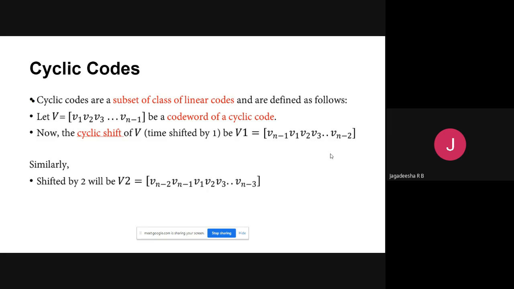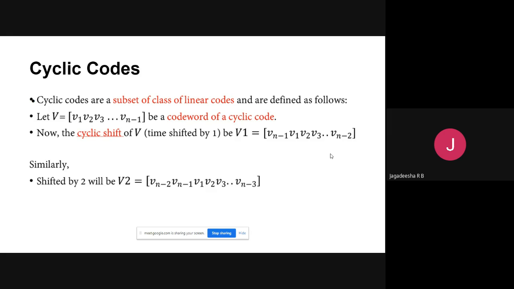So V1, V2, V3, Vn minus 1, what are they? They are different bits, maybe zeros or ones. In general, I have mentioned it as V1, V2, V3 up to Vn minus 1. And this V exhibits the cyclic shift property. What's the meaning of cyclic shift property? In case of cyclic shift property, we will be shifting these bits, for example, V1, V2, V3, Vn minus 1, to the right by 1 or 2 or any number of positions in a cyclic manner.